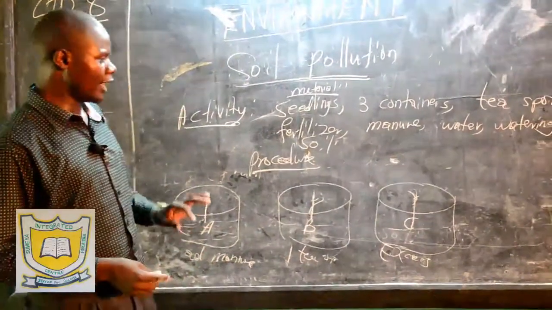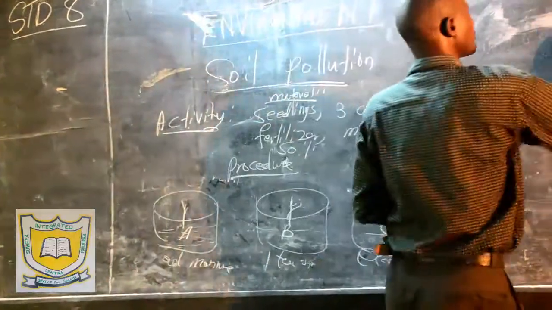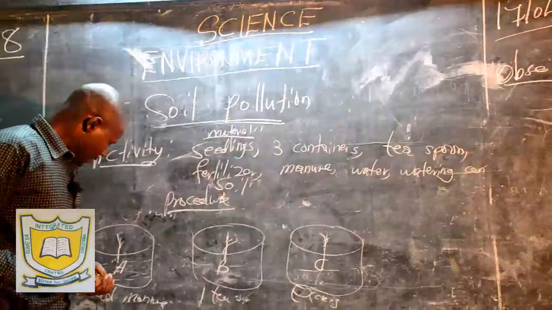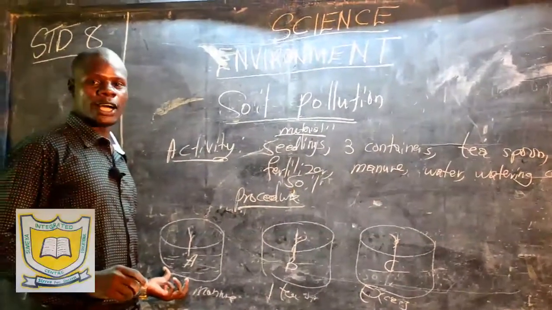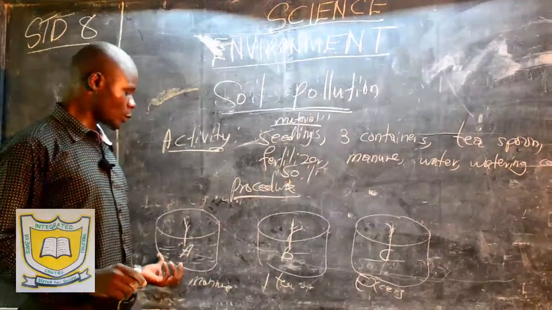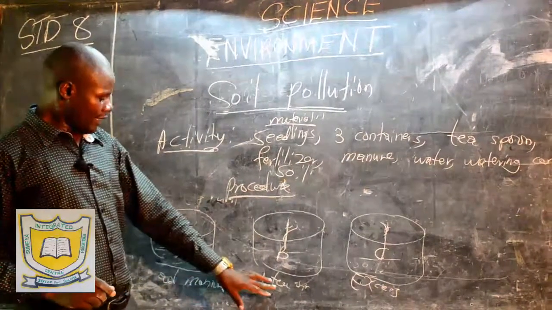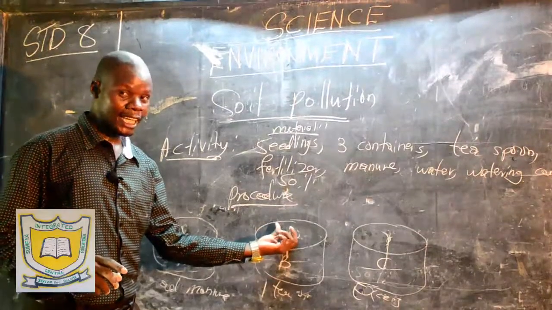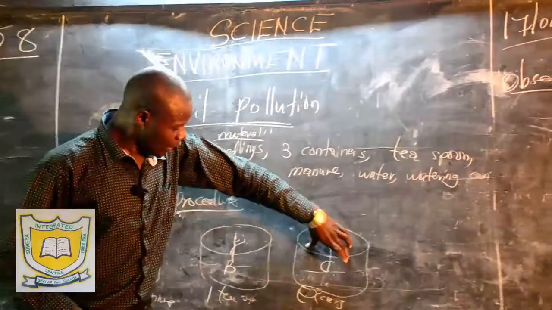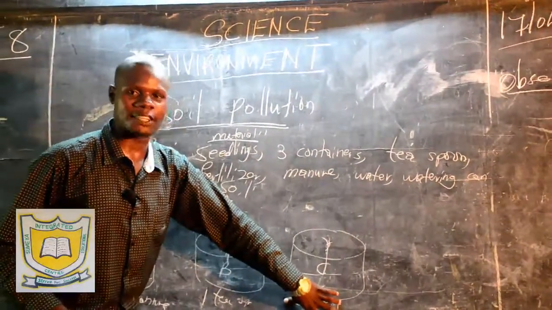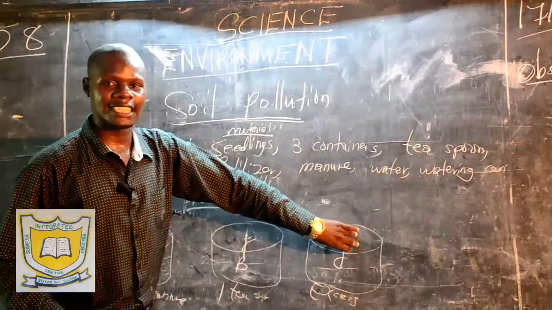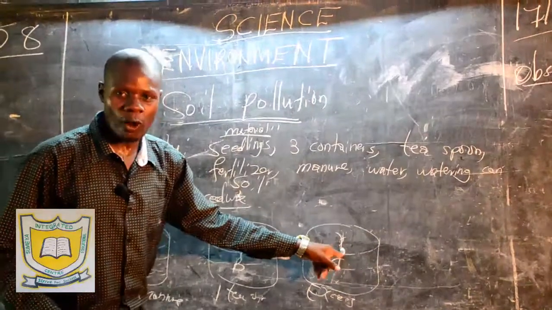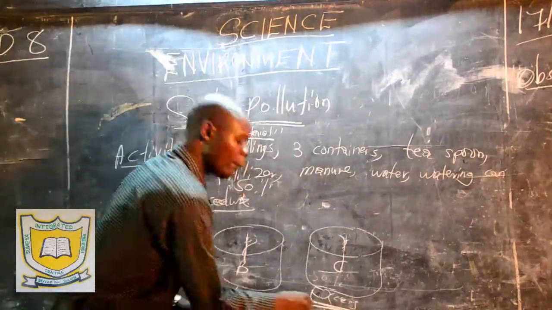Now, these are the observations. You will find that the one that is having adequate manure is green and healthy. It has grown very well. The second one, having 1 teaspoonful of fertilizer, is green and healthy. And this one, because you have added excess fertilizer, you will find that it is yellow and retarded. It's not growing, it's not green, it is yellow. Why? Because you added there more chemicals.